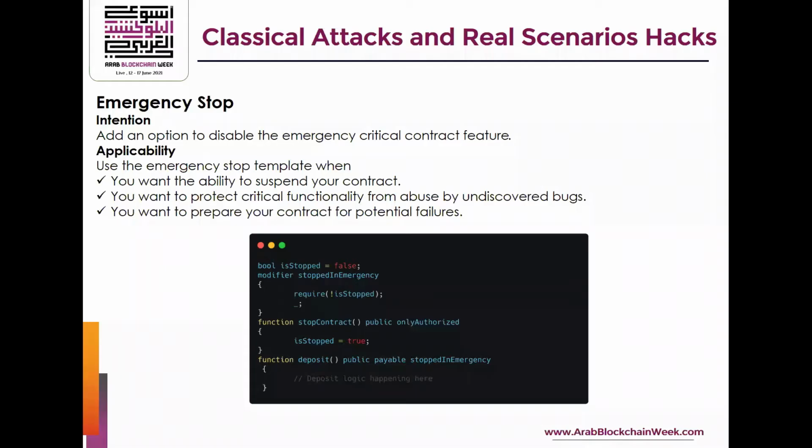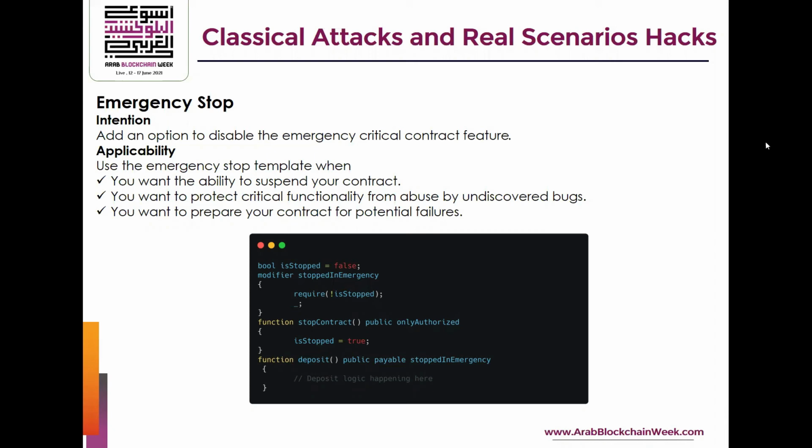Okay, I see. The first question was about the emergency stop, right? About the function that modifies the smart contract after deployment on blockchain. You said that there is a function to modify a contract.